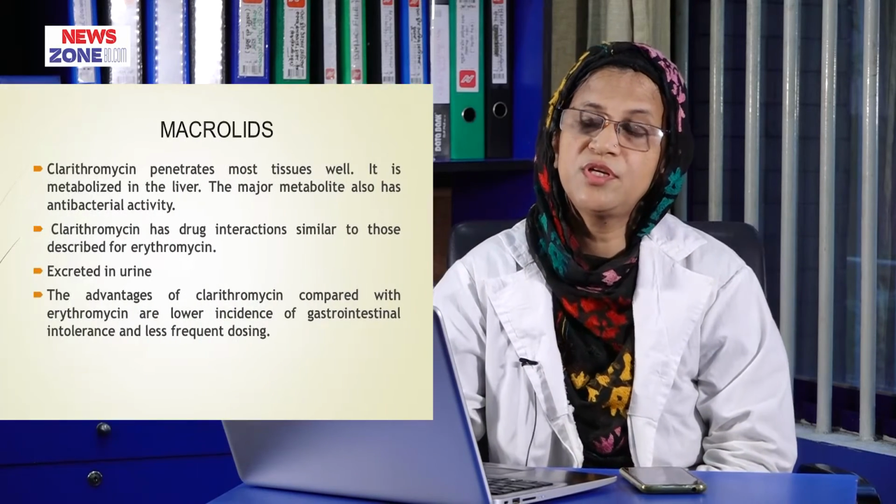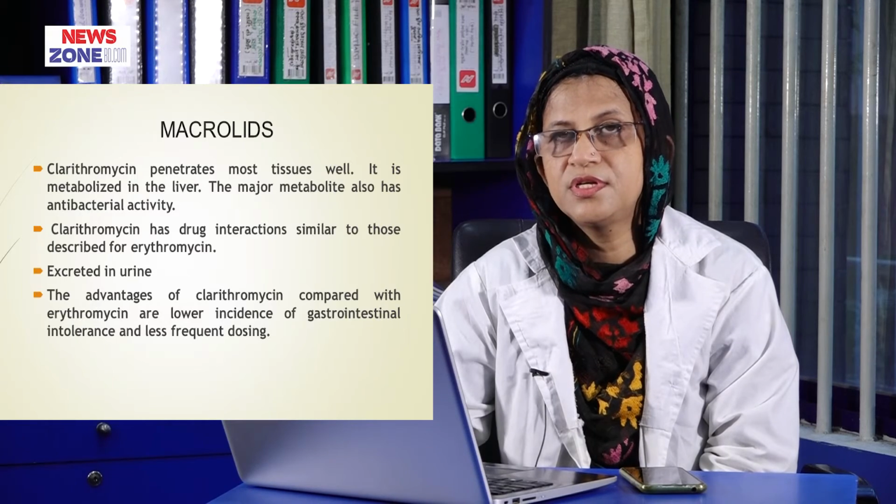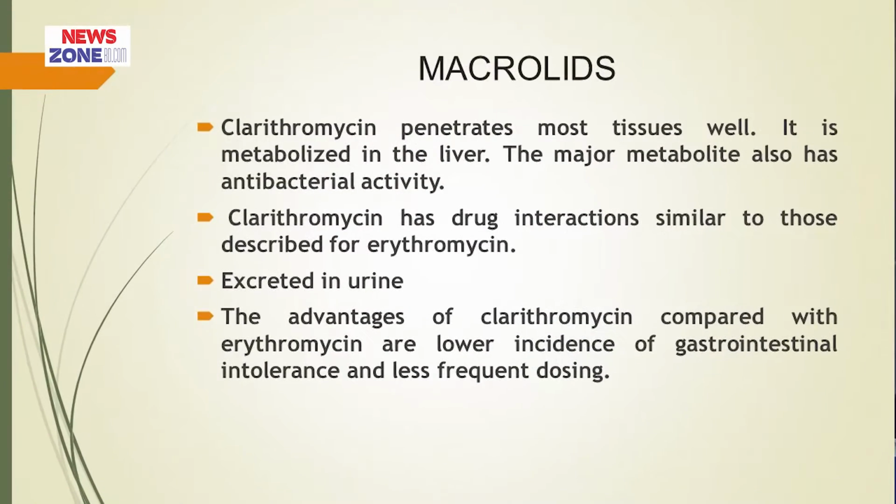Clarithromycin penetrates most tissues well. It is metabolized in the liver. The major metabolite also has antibacterial activity. Clarithromycin has drug interactions similar to those described for erythromycin, and it is excreted in urine. The advantages of clarithromycin compared with erythromycin are lower incidence of gastrointestinal intolerance and less frequent dosing.